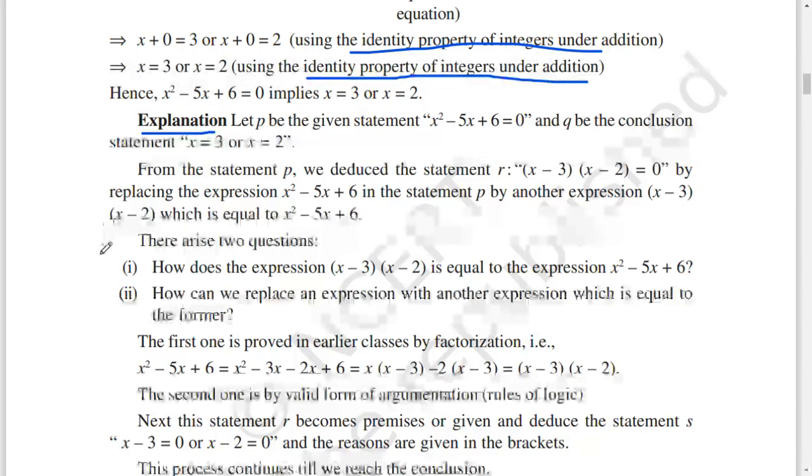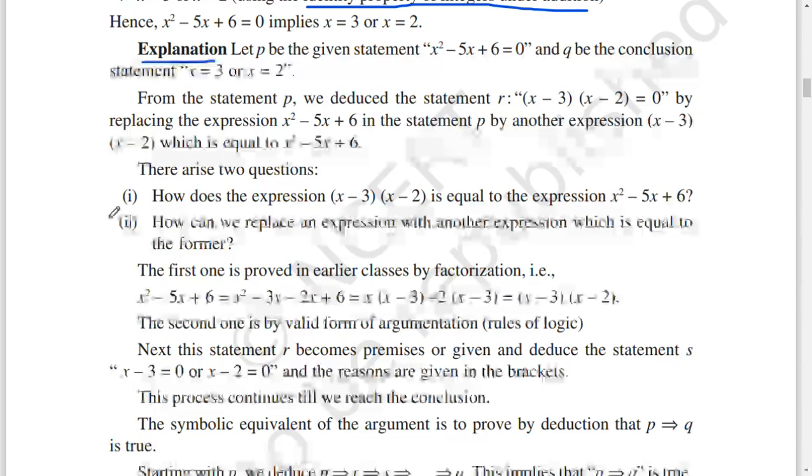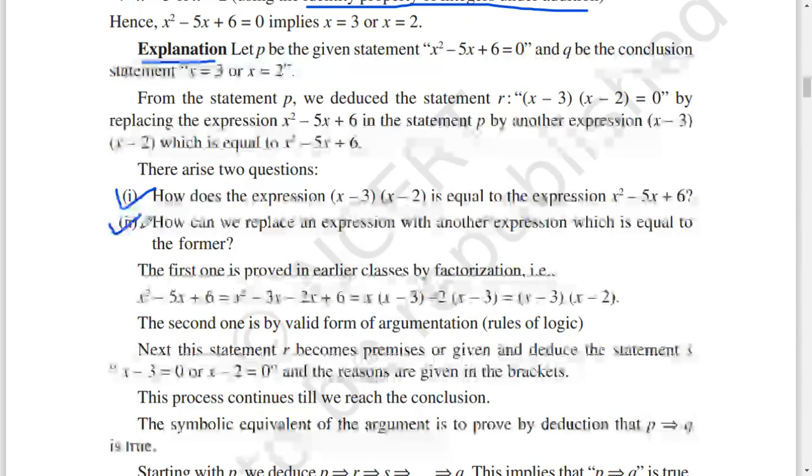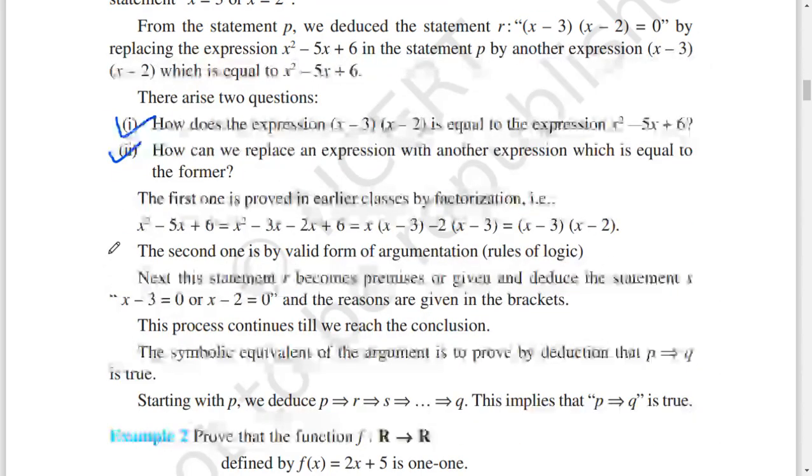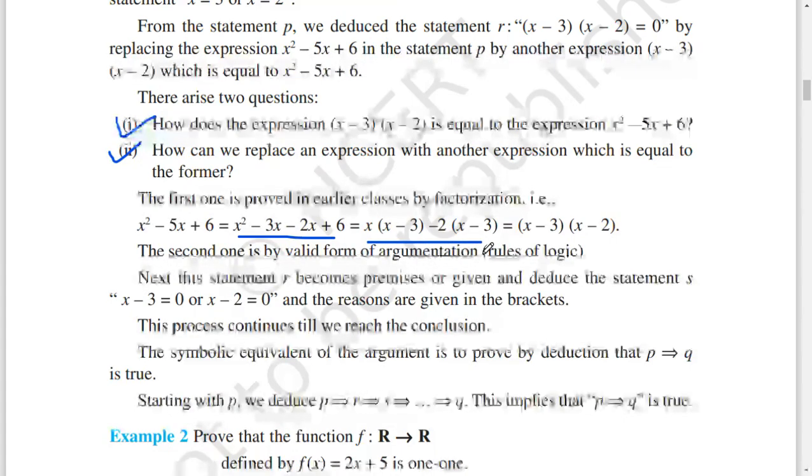There arise two questions. One, how is the expression (x minus 3)(x minus 2) equal to the expression x squared minus 5x plus 6? Two, how can we replace an expression with another expression which is equal to the former? The first one is proved in earlier classes by factorization, that is x squared minus 5x plus 6 equal to x squared minus 3x minus 2x plus 6 equal to x(x minus 3) minus 2(x minus 3), that is (x minus 3)(x minus 2). The second one is by valid forms of argumentation, rules of logic.